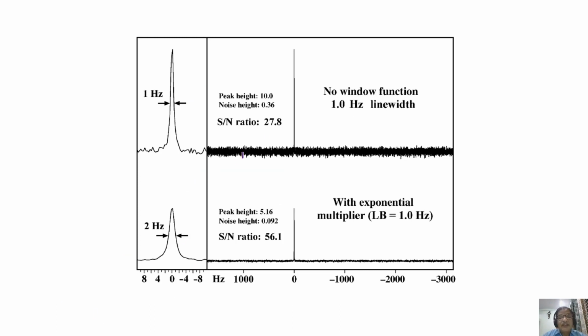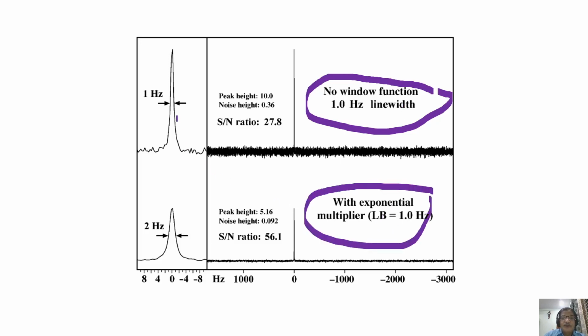This tells you the advantage of signal to noise ratio. Now, this is with no window function, and this is with a window function of 1 hertz. Look at this one. Line width here is 1 hertz without any window function. Now with the window function, line width becomes 1 plus 1, because you added 1 hertz here, so 2 hertz. This was a natural line width of 1 hertz. You did not do any window functioning, no artificial processing here. But after multiplication of the free induction decay by an exponential function of 1 hertz, the line width became 2 hertz here.